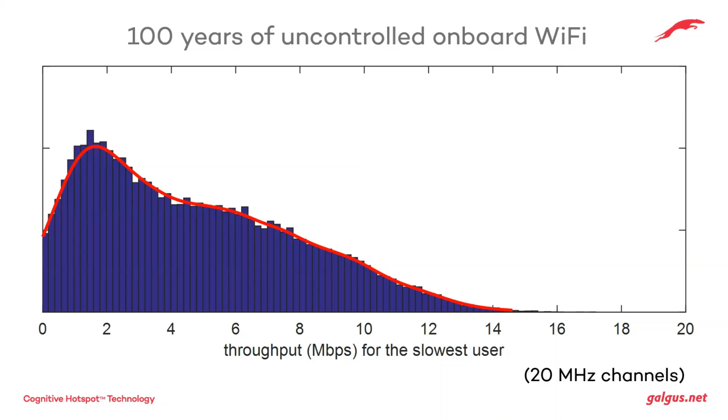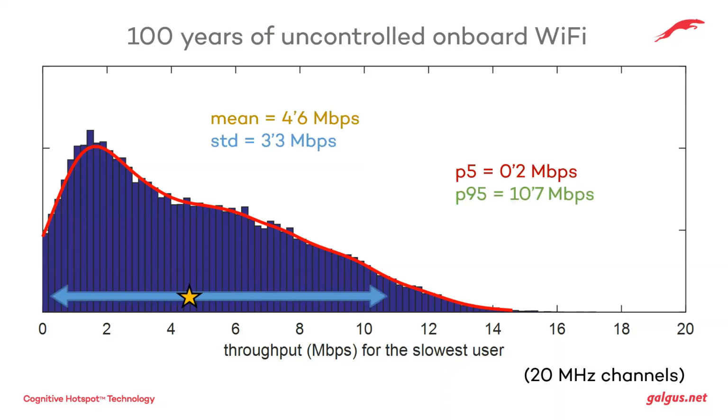It can be seen that the guaranteed throughput spreads from 14 megabit per second for the best day within a century to almost 0 megabit per second. And yes, the mean can be above 4 megabit per second, but the standard deviation shows that the guaranteed throughput varies a lot. Here we show also the 5th and the 95th percentiles.